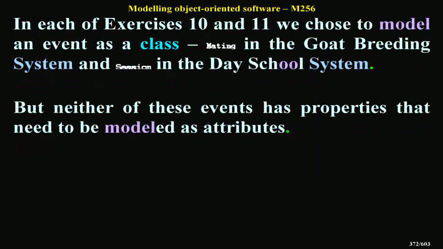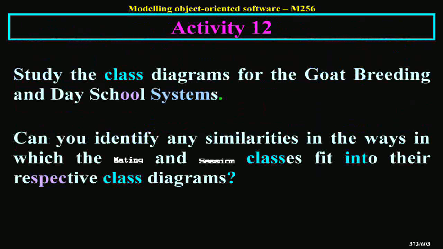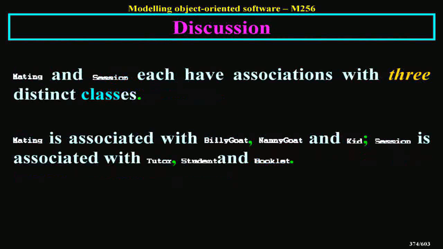In each of exercises 10 and 11 we chose to model an event as a class in the goat breeding system and in the day school system. But neither of these events has properties that need to be modeled as attributes. Activity 12. Study the class diagrams for the goat breeding and day school systems. Can you identify any similarities in the ways in which the end classes fit into their respective class diagrams?